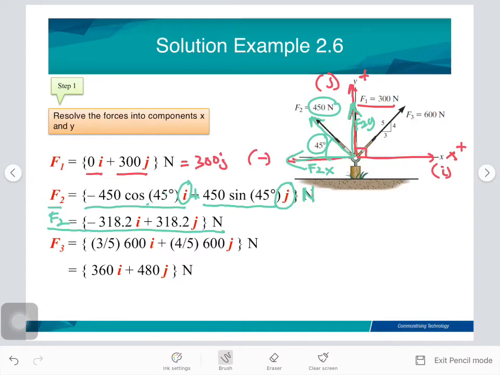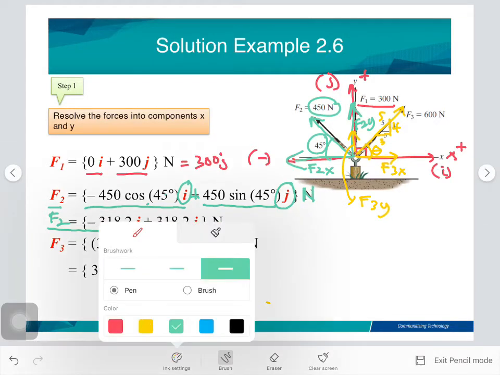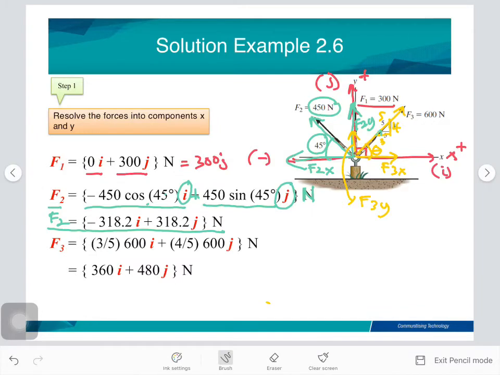Okay, the last one, for the F3. F3 here, you resolve into F3x and F3y. Now, what is the component of F3x and F3y? Here you are given by this scale, so you have this 3, 4, and 5. So we need this angle theta. This angle theta is similar to this small theta.